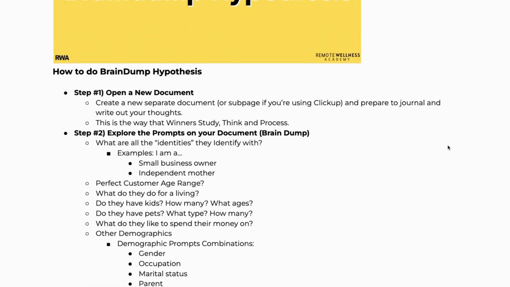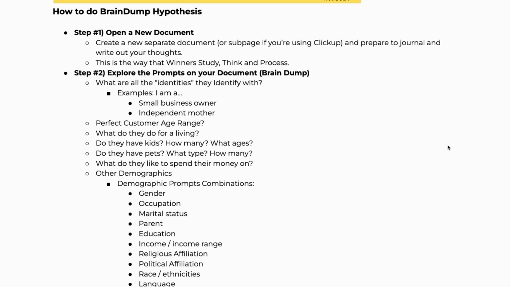Step number 1, what you're going to do is open up a new document. You're going to create a new document somewhere, somehow. Whether you decide to use ClickUp or Google Documents or pen and paper, or write on your wall or use a whiteboard, it doesn't matter what medium you use. Don't get married or romanticized about the tool you're using. It's just a tool, but you want to get prepared to actually journal and write out your thoughts.